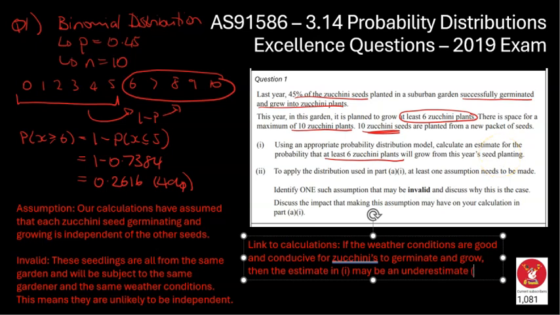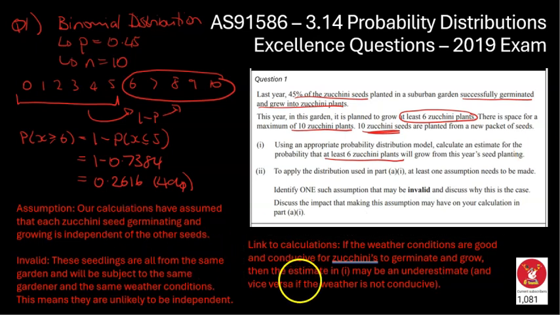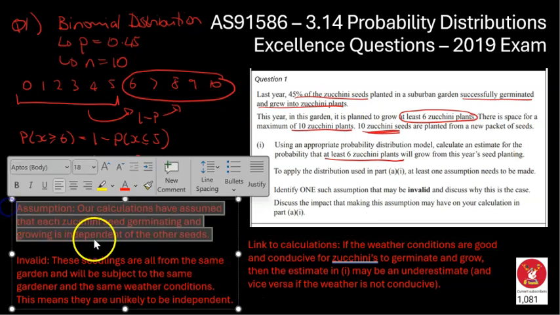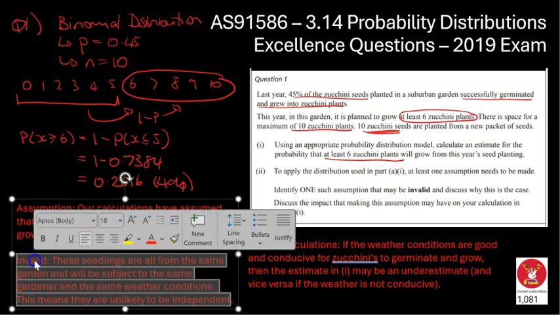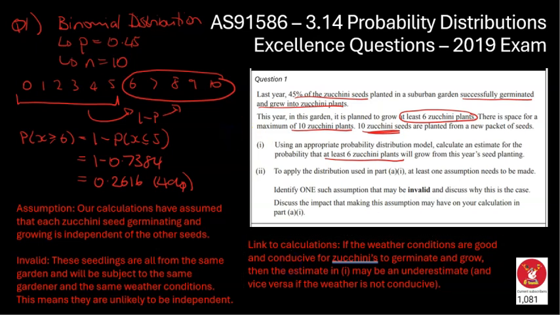And I do need to recognize that the vice versa happens. If the weather conditions are really, really bad, I know this might actually be an overestimate. So I'm going to write, and vice versa if the weather is not conducive. There we go. So that wraps up this question. Hopefully you can see how I process it. I talked about my assumptions, discussed why they were invalid, and then I made a clear link back to my calculations.